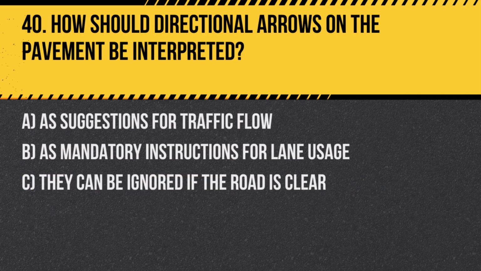Question 40. How should directional arrows on the pavement be interpreted? A. As suggestions for traffic flow. B. As mandatory instructions for lane usage. C. They can be ignored if the road is clear.